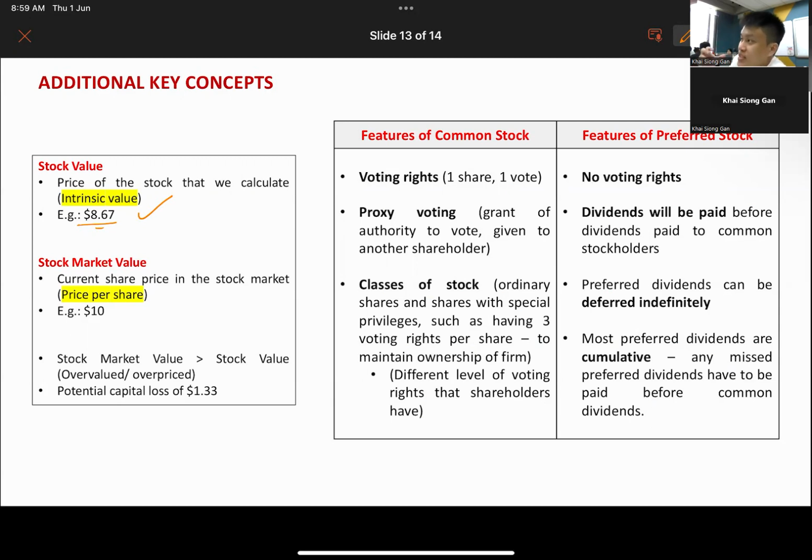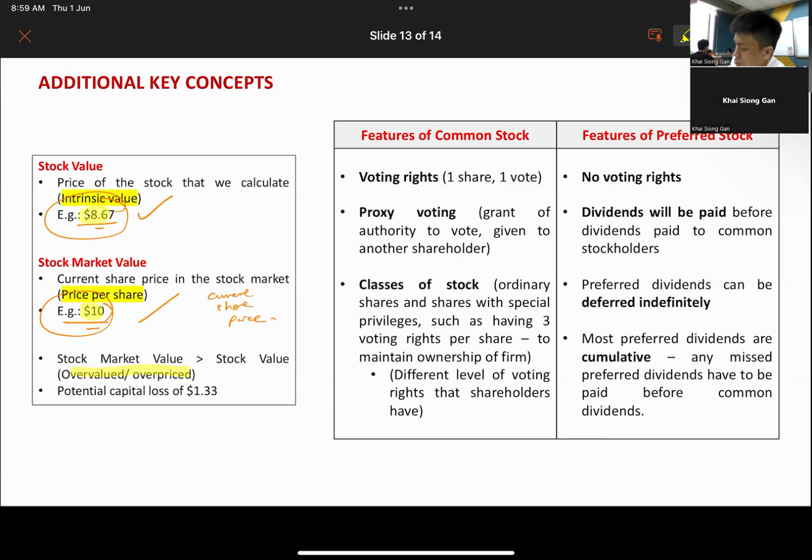Now, what you see on the stock market is called stock market value. That means the price per share, the current share price. For example, it shows $10, then that's the current share price. So in this scenario, you can see that the current share price is larger than the stock value. It means this kind of company is being overvalued already, overpriced, because the share price in the market is larger than this amount.